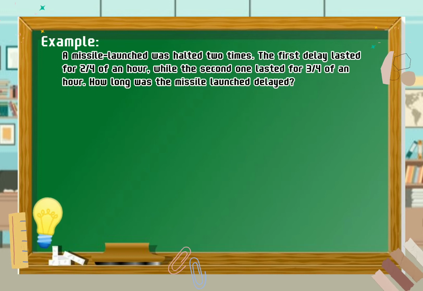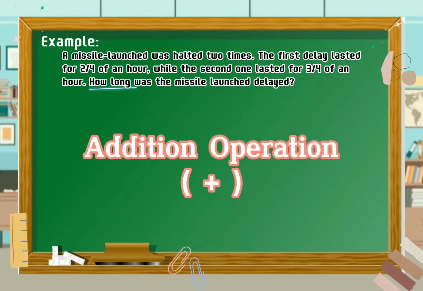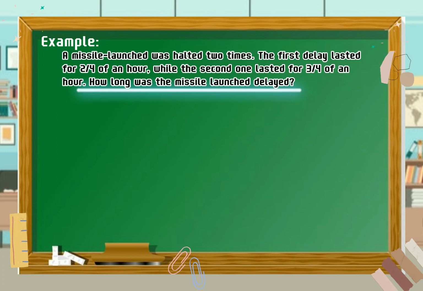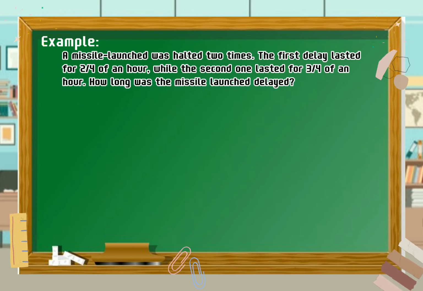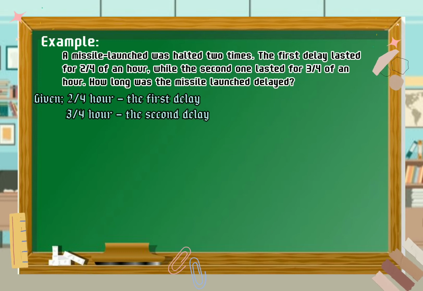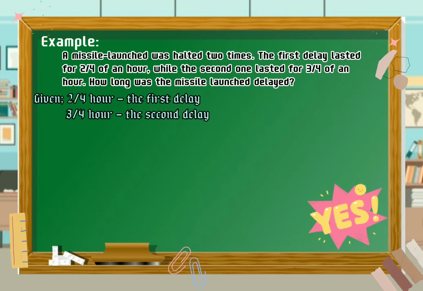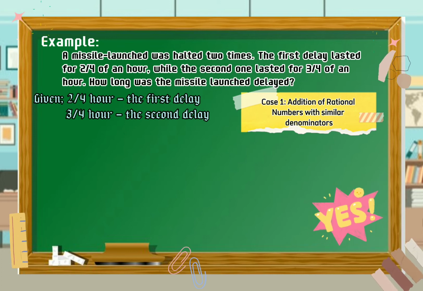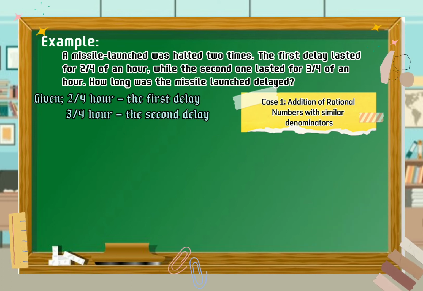Yes, in the given problem, we can observe the keyword how long, and this calls for addition operation. Since the problem asked how long the missile launch was delayed, we should add the time provided in the given situation. So the first delay was 2/4 of an hour, while the second delay was 3/4 of an hour. But what case should we apply? Yes, it is case 1, addition of rational numbers with similar denominators.